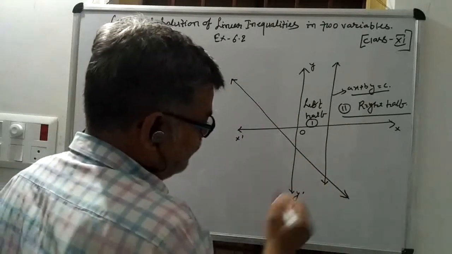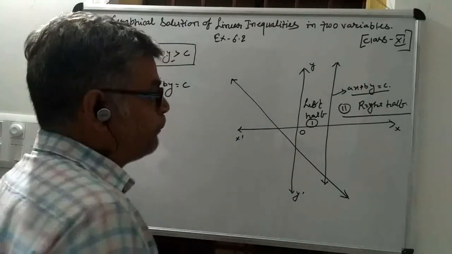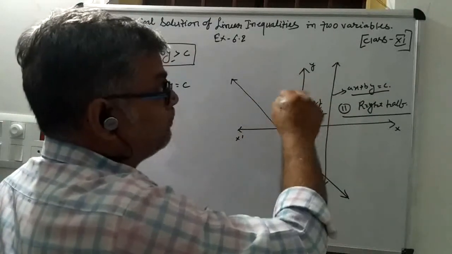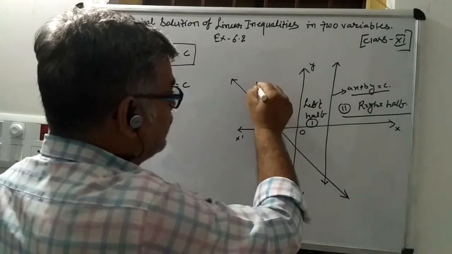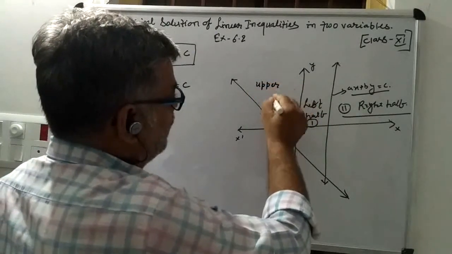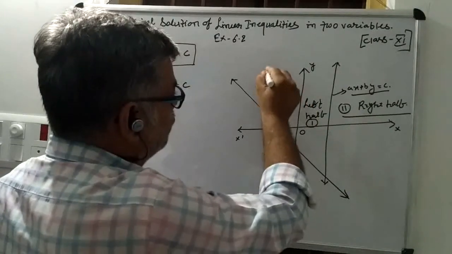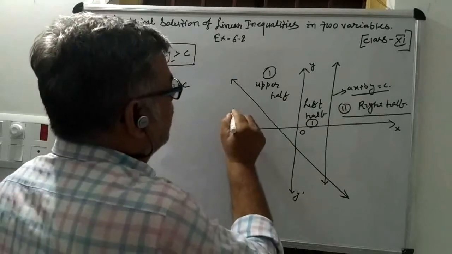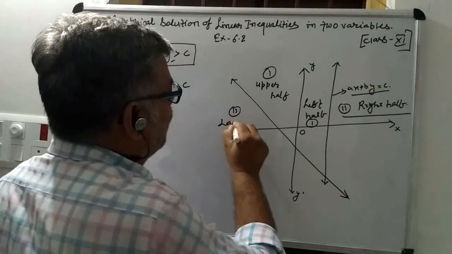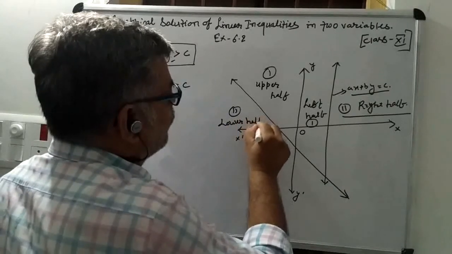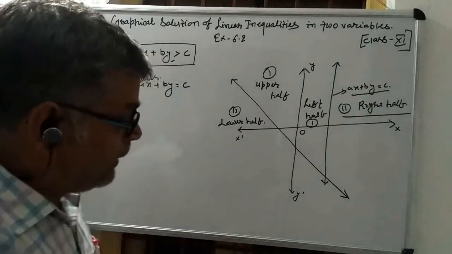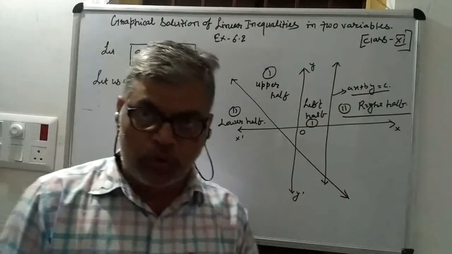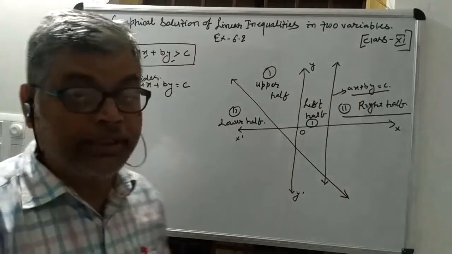Suppose this is a line which is not vertical. Then, when it is not vertical, the area in the plane above the line is called the upper half. Suppose this part 1 is your upper half, and this area, part 2, is called the lower half. So these are the basic terms which you need to know before solving this exercise.